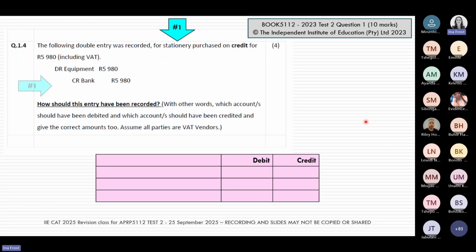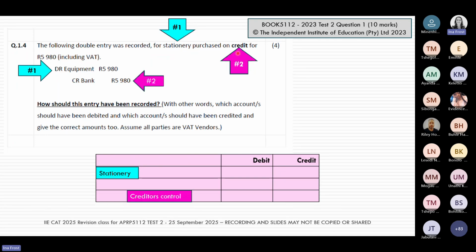So the first thing is you will see the question said we bought stationery, but we recorded it in the equipment account. So the first correction we obviously have to make is we have to debit stationery. The second thing is they said we bought the stationery on credit, but we recorded it in the bank account. So that would then be your next correction to obviously record it in the creditors control. And then the last thing is we see the amount included VAT and that all parties were VAT vendors.